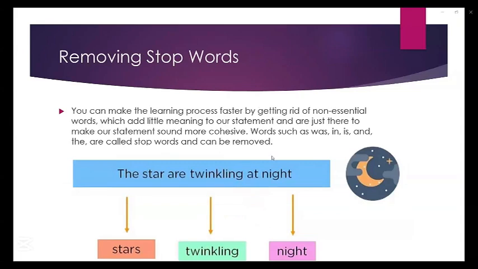So the other subtask is removing stop words. You can see the stars are twinkling at the night. If we extract only the important words while removing the others, we have only 3 words, right? The rest are what we usually call stop words. We call those words stop words.